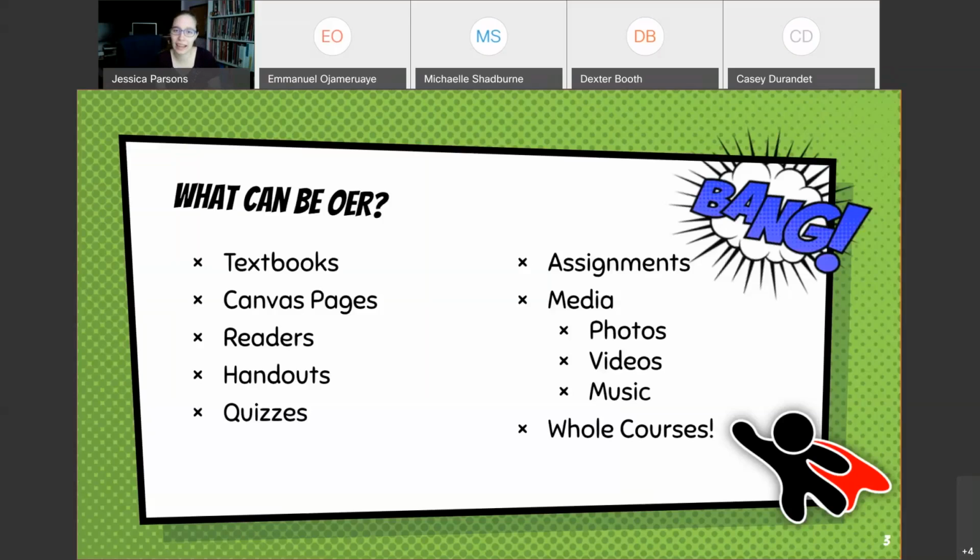Other things that can be open educational resources include handouts and quizzes, as well as your assignments and test banks. Things like media, like music and photos and videos that you've created or that others have created that you can use to add on to things. And whole courses, as well as individual pages and bits and pieces as well. So there is a lot that can be openly licensed under open educational resources.